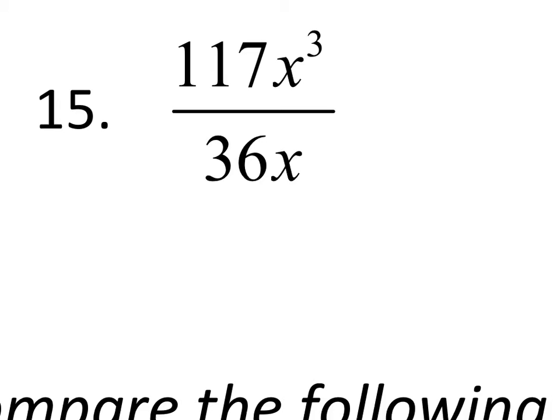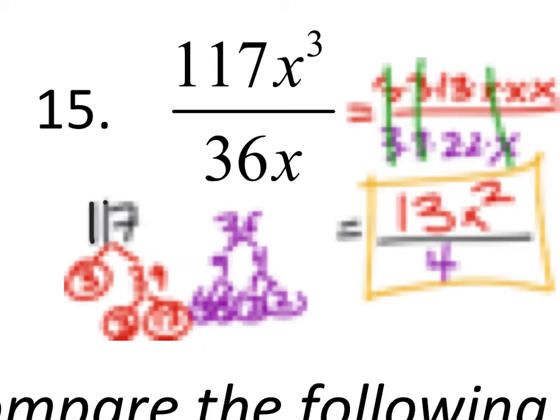So this is another one of those tricky ones. 117, we can see 1 plus 1 plus 7 is 9, so it's divisible by 3. So 117, let's look at that first. It breaks up into 3, and then I get 39. And this breaks up into 3 and 13, both of which are prime. So this ends up being 3 times 3 times 13 times 3x's.